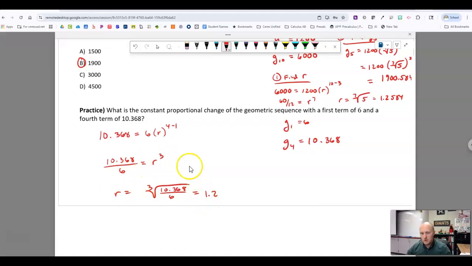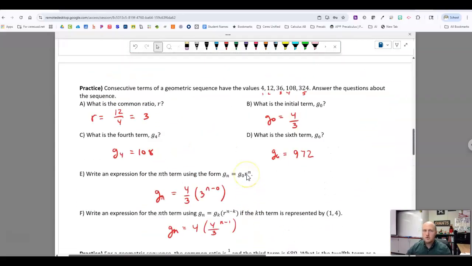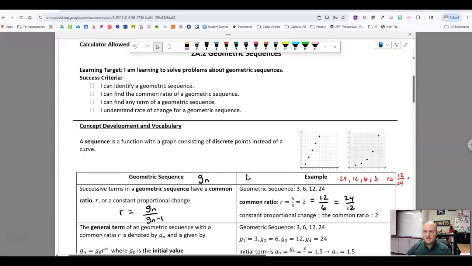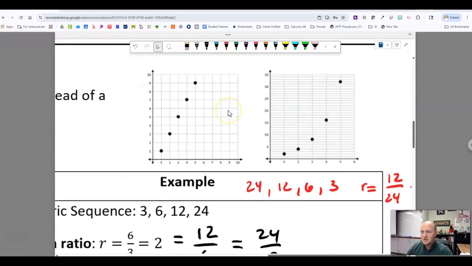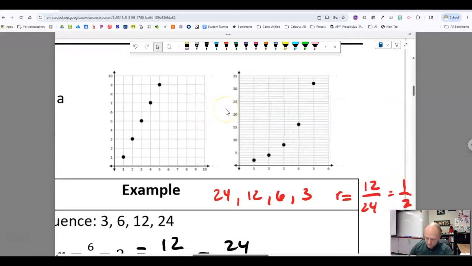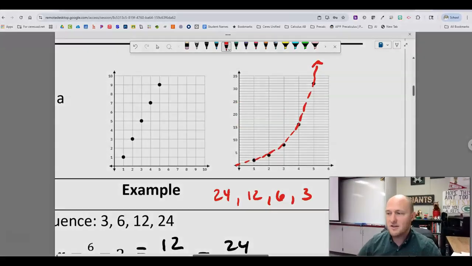Okay, that's going to do it for this video. Hopefully you learned what a geometric sequence is, how to find the common ratio of a geometric sequence, how to find any term using general equations, and you understand that the rate of change for a geometric sequence is proportional. It is proportional, leading to these types of functions. What kind of functions could this be? We'll talk about that in the next video.